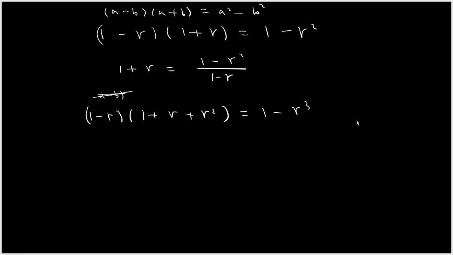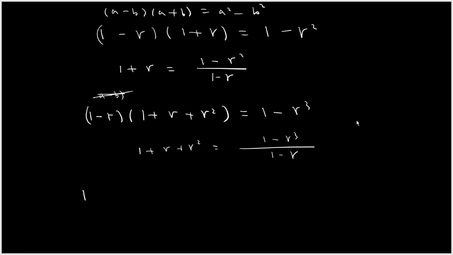And then I'm trying to motivate the formula: 1 plus r and then plus r squared is equal to, on the numerator, 1 minus r cubed, on the denominator, 1 minus r. I hope you can see the pattern.